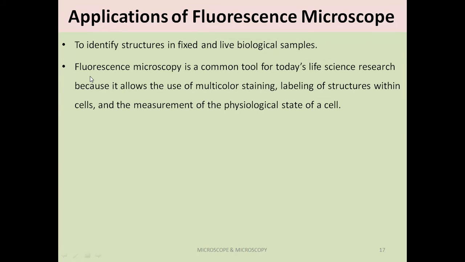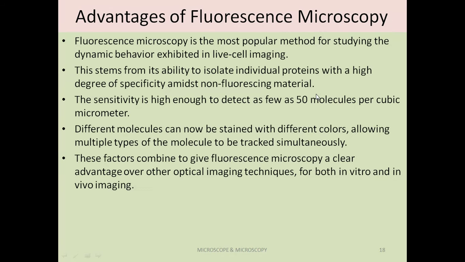If we talk about the applications of the fluorescence microscope, it is used to identify structures in fixed and live biological samples, bacteria, fungi, algae, etc. The fluorescence microscope is in common use today in life science research because it allows the use of multicolor staining, labeling of structures within cells, and measurement of the physiological state of the cell.